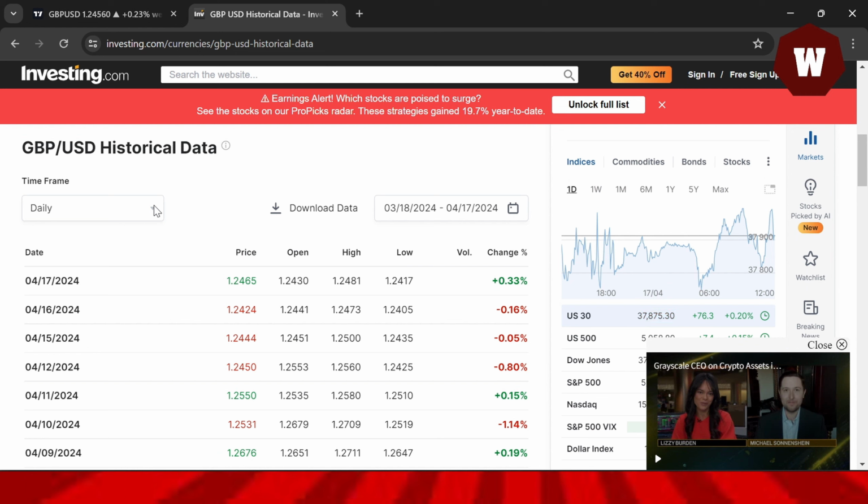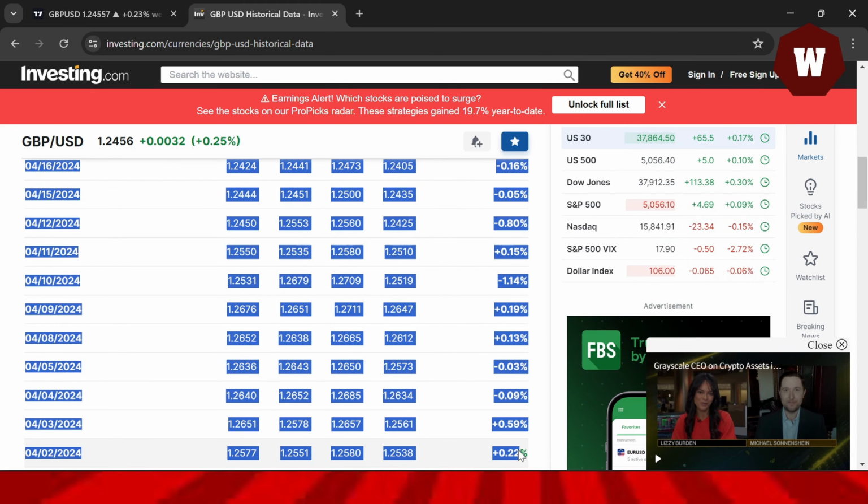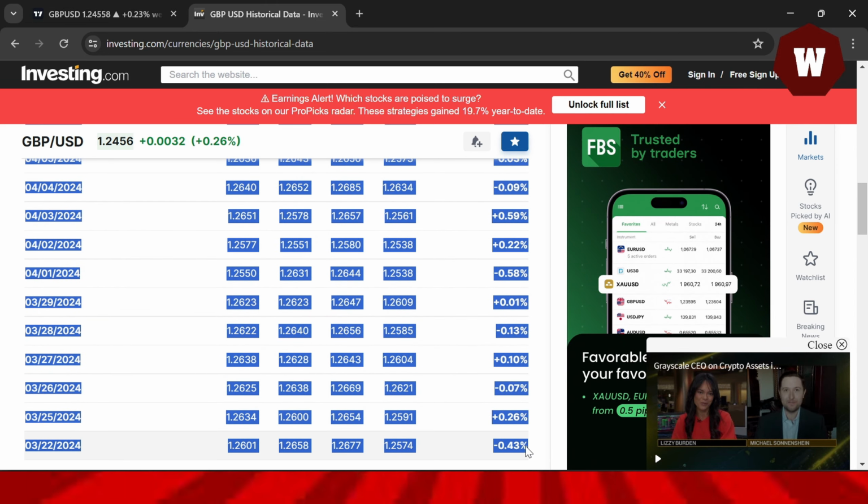Now, if you want your stop loss to be very small, you can use the daily data, but most of the time it's very good to use the weekly. I want to use the daily data. Now I will come and download the movement of this currency pair for the past few days.